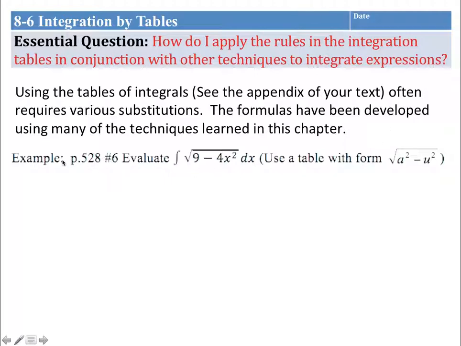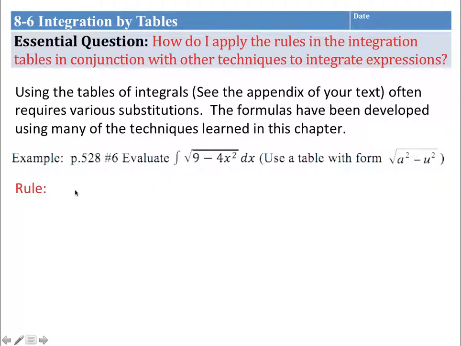So the first example is integrating the square root of 9 minus 4x squared. What we're going to do is look in the table, and the table is organized by type. So we're going to look under integrals of the form a squared minus u squared. In these tables, a is usually just a number, and u is a variable term.